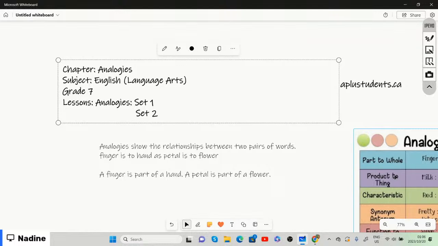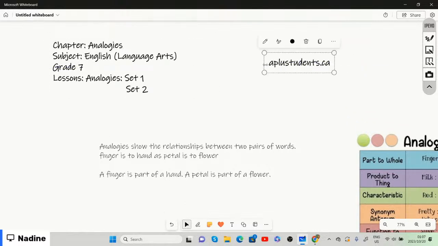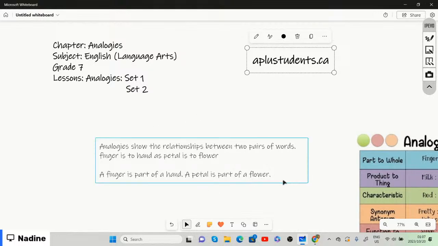Right? So that is going to be our lessons that we are going to focus on under the chapter of analogies. And we are doing our lesson on aplusstudents.ca. So today's lesson is on aplusstudents.ca. So if you do want to go back, recap and go over the chapter, then you can go to aplusstudents.ca.